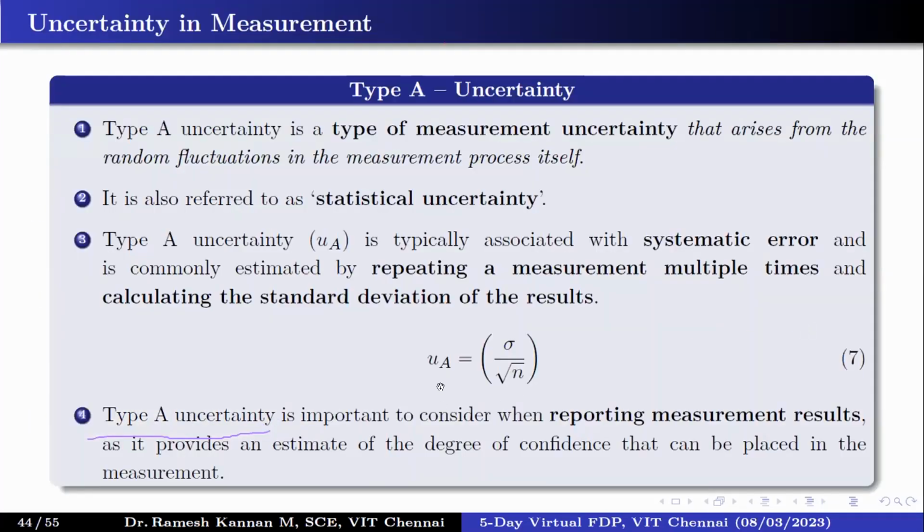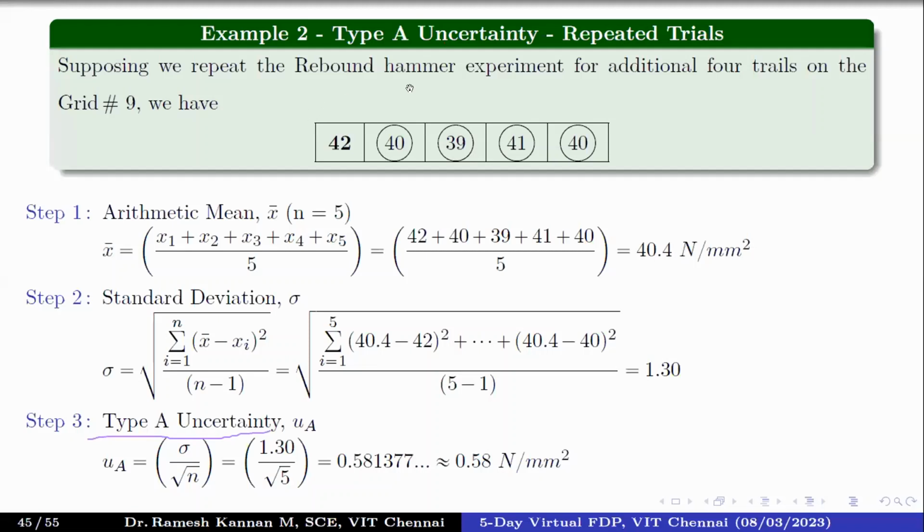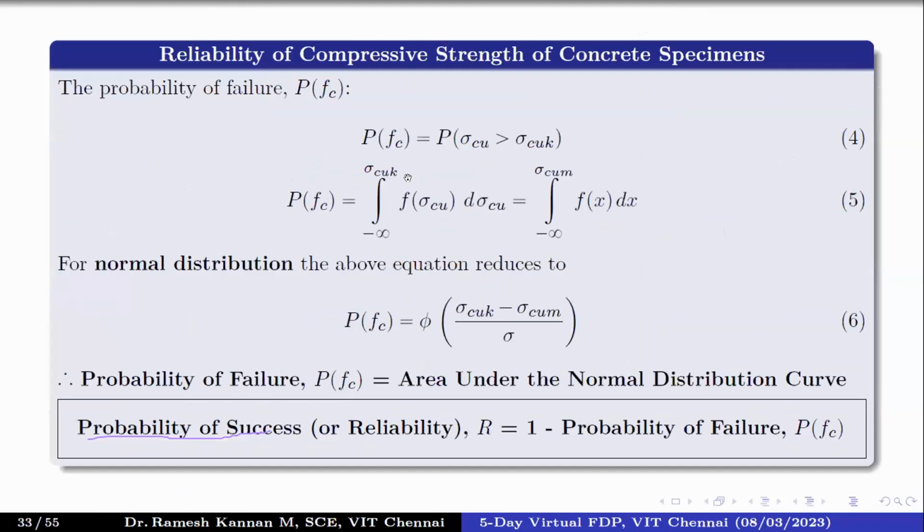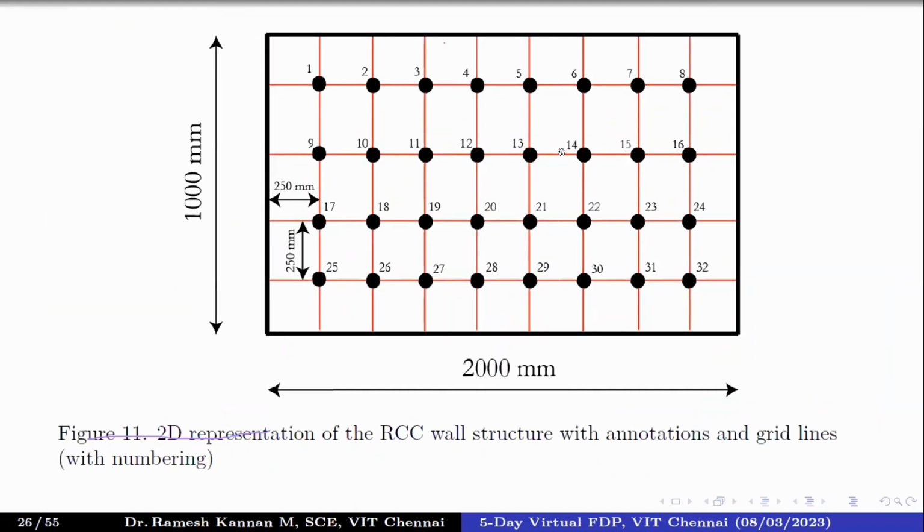And the formula is U_A, which is uncertainty type A, which equals sigma. This is also the sample standard deviation divided by root n. n is the number of samples. And say, for example, a rebound hammer experiment, grid number 9. Let me show you that quickly, and then we'll come back to this. Say this is grid number 9.